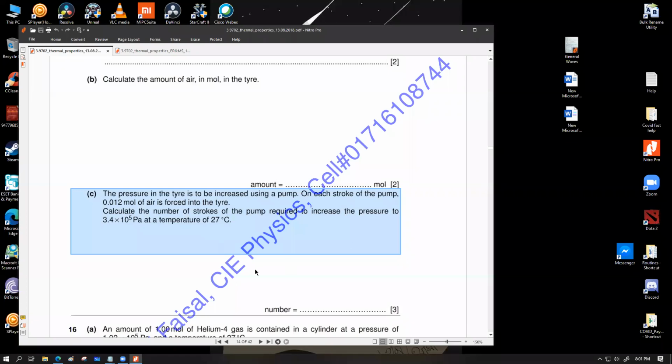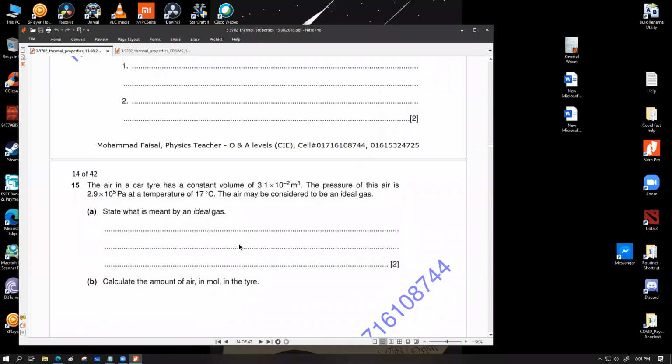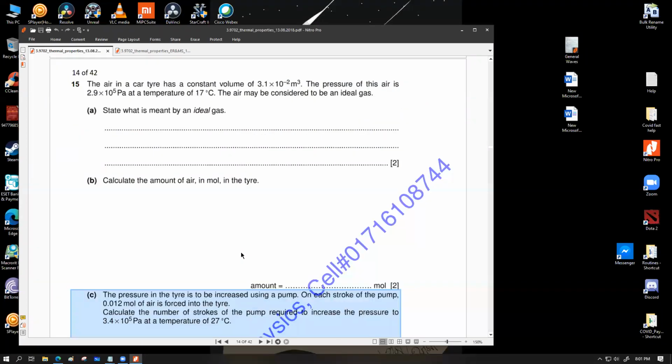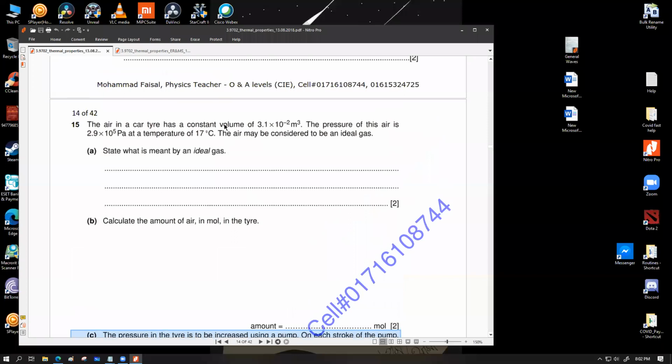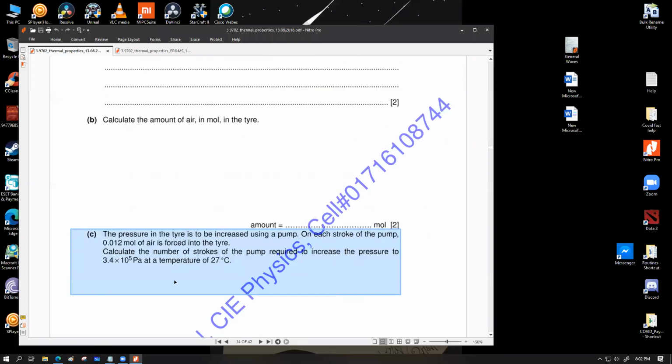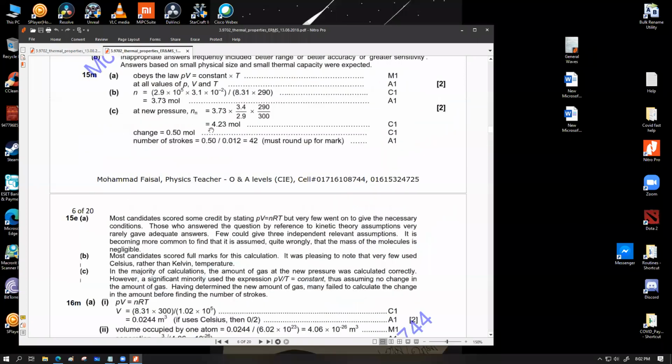Try to understand. Already the tire is filled up with a certain amount of gas that we can calculate from here. Now we want to insert a new number of moles. The question is how many strokes are required to increase the pressure to this much from this state, right? So let's say you calculate the actual mole number over here. The original mole number was 3.73 mole. The new mole number should be 4.23 mole. Now you're not going to insert the entire 4.23 mole using the pumping. You're going to insert the difference of these two mole numbers in the pumping process.